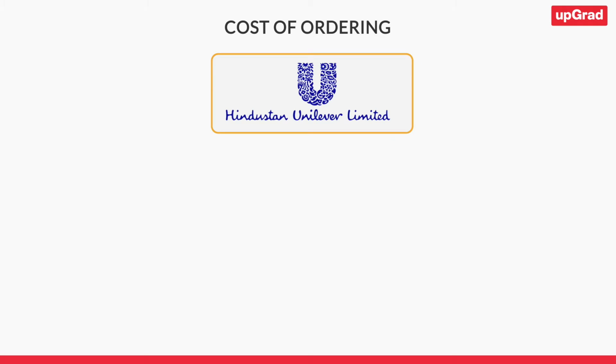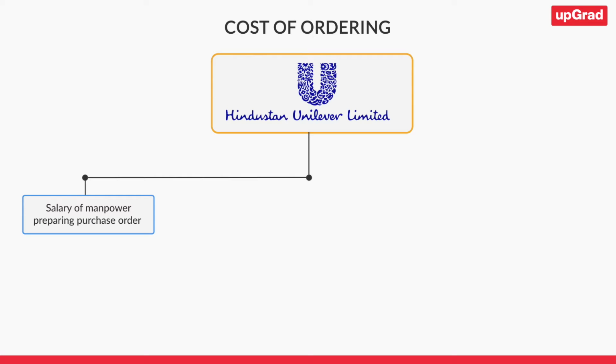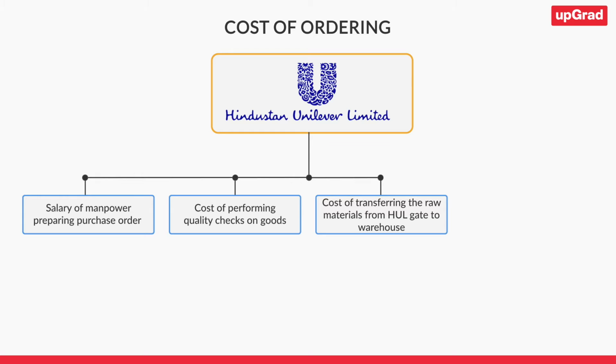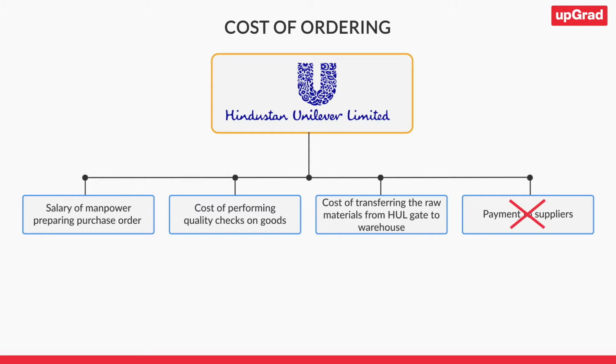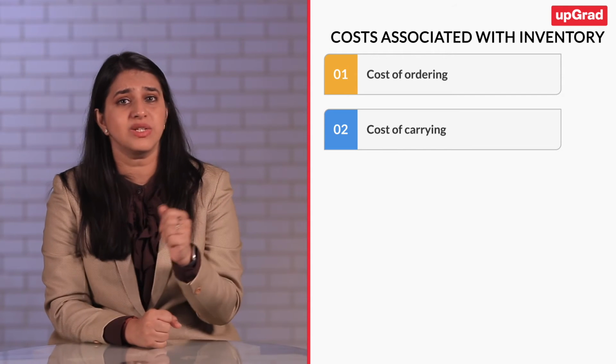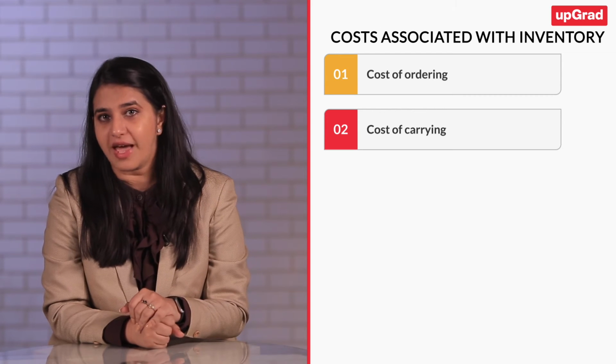Thus, for a company like HUL, the ordering costs would include first the cost of preparing a purchase order to be given to a supplier. Next, the cost of labor required for inspecting goods when they are received. Another, the cost of processing raw materials once they have been received at HUL gate. Note that the payment to suppliers will not be part of this cost. The next cost would be the cost of carrying.